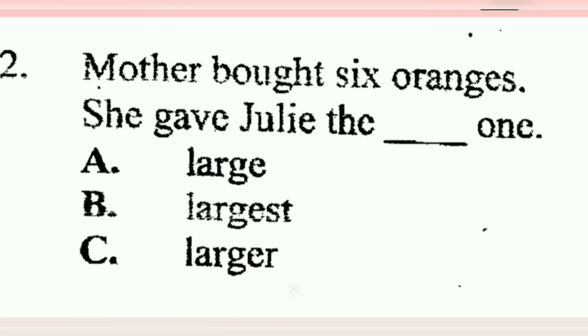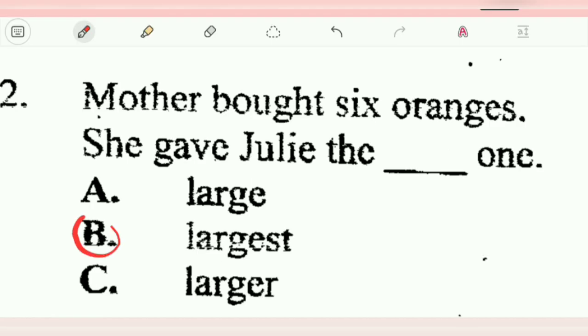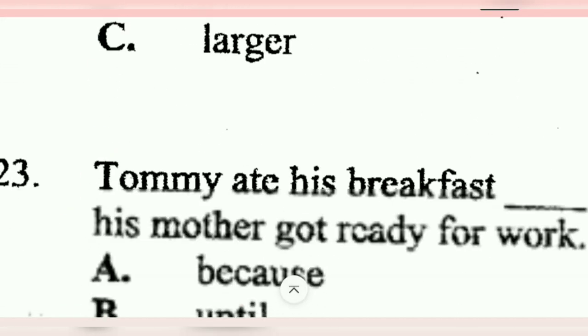Next, mother bought 6 oranges. She gave Julie the one. So if she bought 6, would it be the large one she gave Julie, the largest or the larger? It's comparing more than 3, so it's gonna be largest. So of the 6, she gave her the largest one.